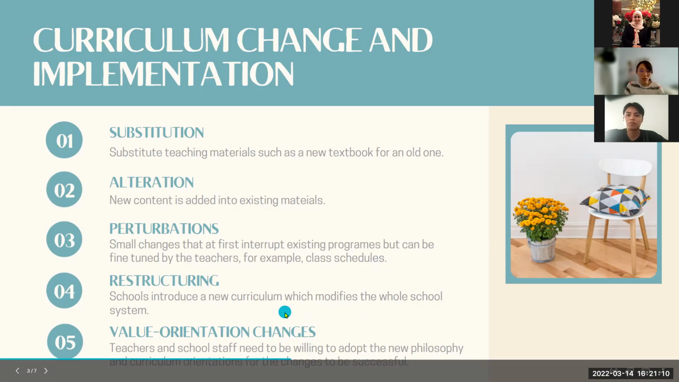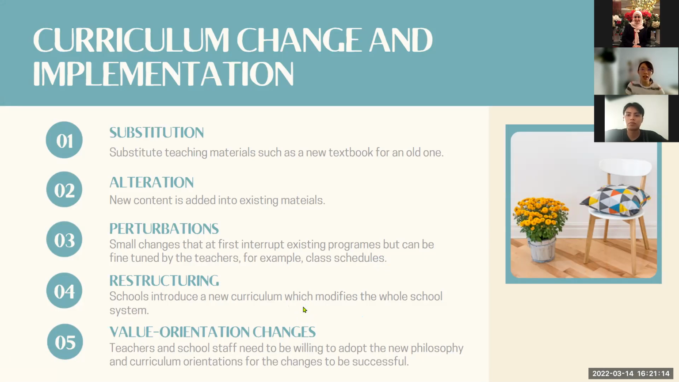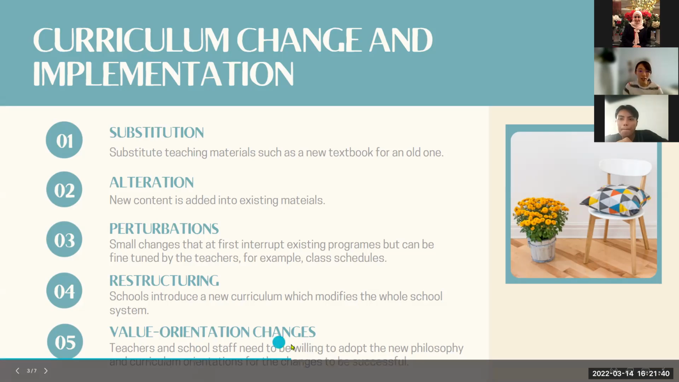Then there's restructuring. Restructuring is curriculum change on a larger scale, where it modifies the entire school system. This is when schools introduce a new curriculum, and it is not just a soft curriculum change, but the whole school knows that we are going to have a curriculum change. Everything is going to be new: new textbooks, a new way of teaching, new way of learning, and new way of exams and assessments.